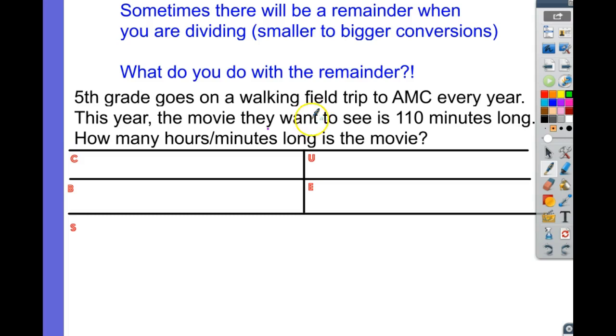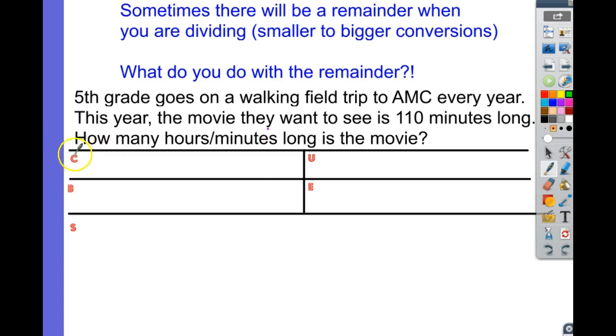So the word problem says, 5th grade goes on a walking field trip to AMC every year. This year, the movie they want to see is 110 minutes long. How many hours and minutes long is the movie? Well, look right here. It says how many hours and minutes long is the movie. So that actually means that when I'm converting from minutes to hours, I'm going to have both hours and minutes left. Okay, well, we'll talk about that in just a second.